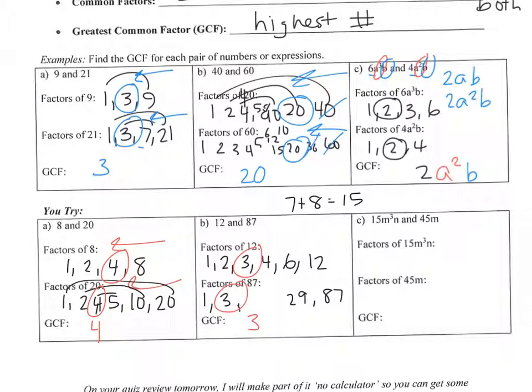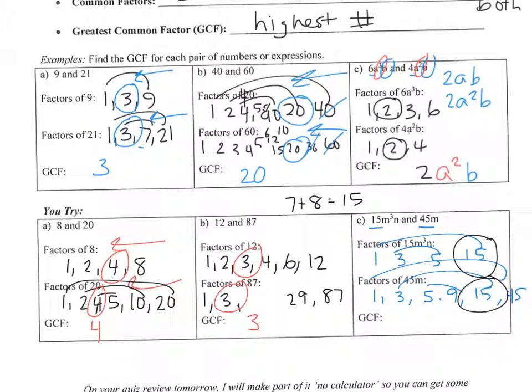And then this one has variables. So you take the greatest common factor of 15 and 45. 15 is 1 and 15, 3 and 5. 45 is 1, 3, 5, 9, and 15. So the greatest common factor is 15.